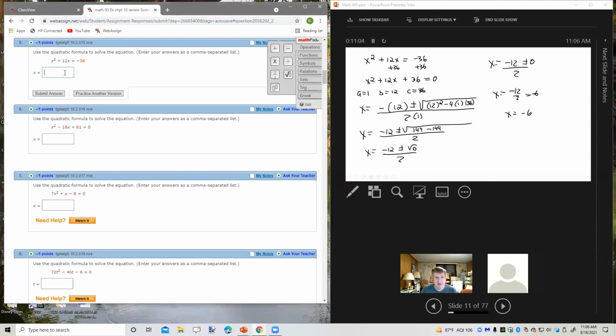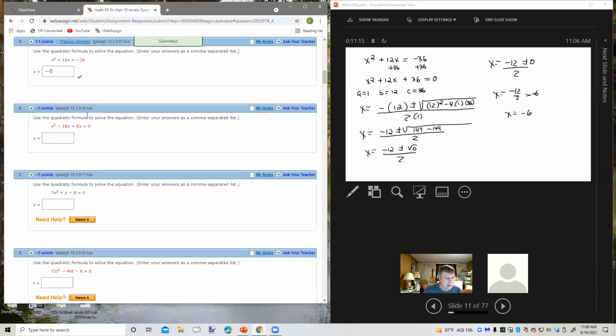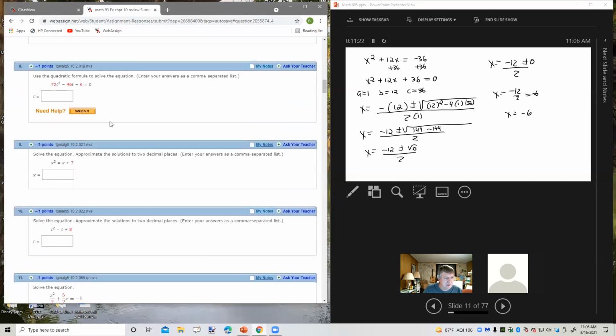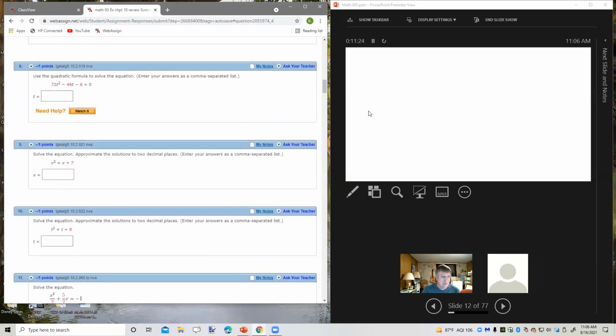And it's the same solution both times, so we only need to put in 1, I believe. Let's see if it asks us to put in negative 6 twice. Nope, it doesn't. Okay, let's use this one. It says 72t squared minus 46t minus 6 equals 0.